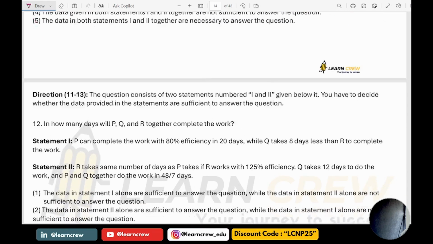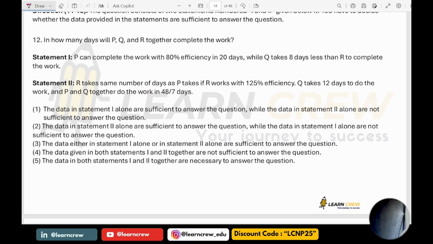Now, in how many days will P and Q together complete the work? P can complete the work with 80% efficiency in 20 days. So with 100% efficiency, it will take 16 days. Q takes 8 days less than R to complete the work.